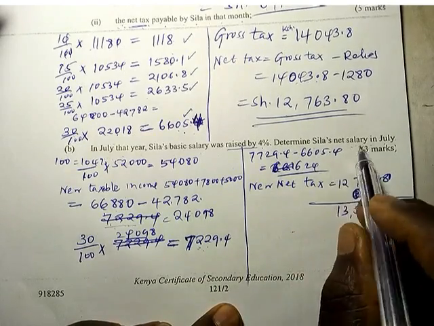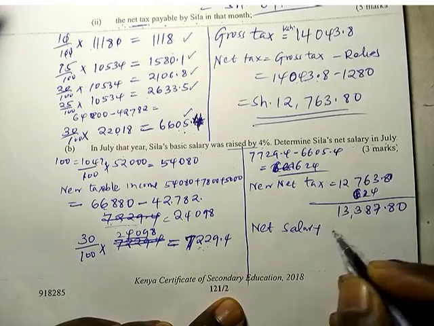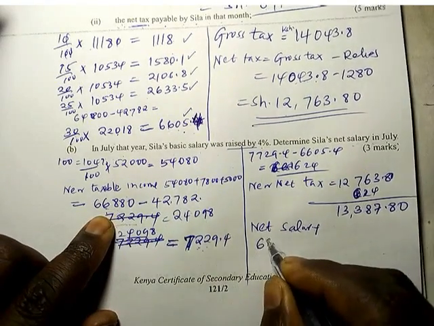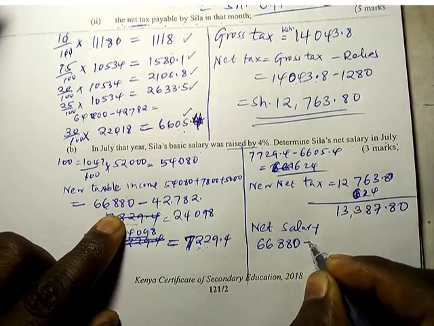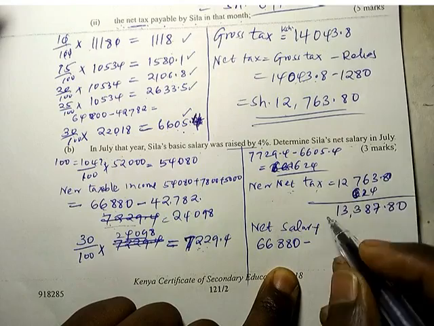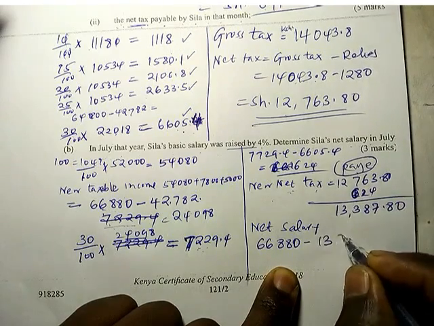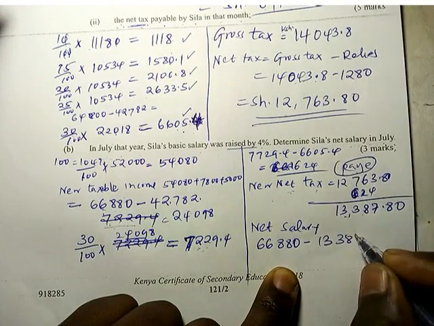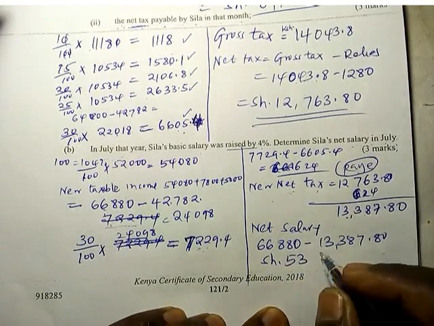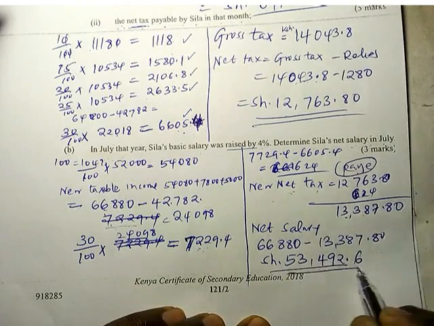So what will be the net salary? Net salary is taxable income minus this one. Now the net salary will be taxable income, which is this one here, 66,880, minus the net tax yenye itaondolewa the pay. This is pay actually. The pay is being taken away. 13,387.8. So the net salary will be Kenya shillings 53,492.6.